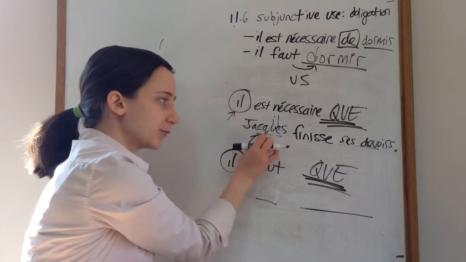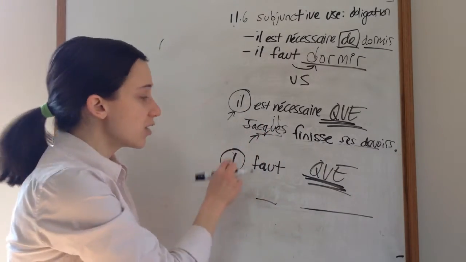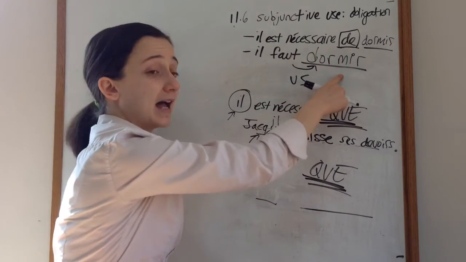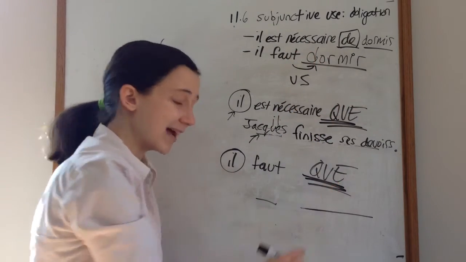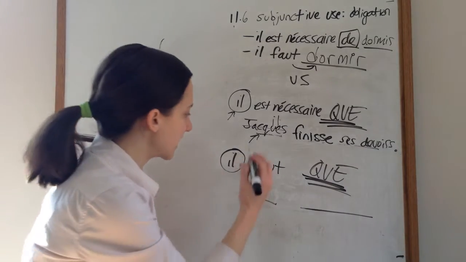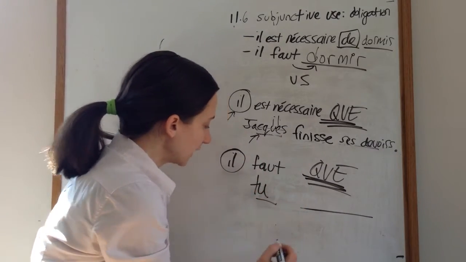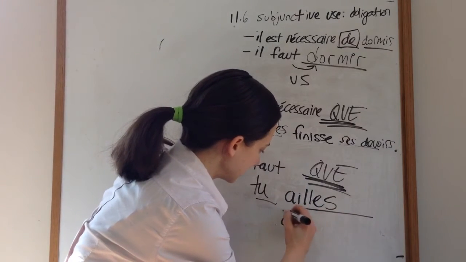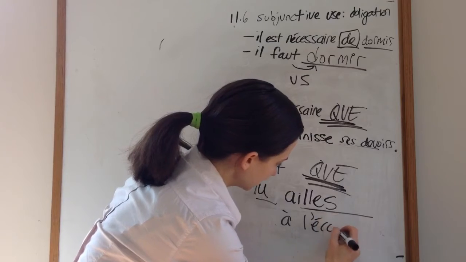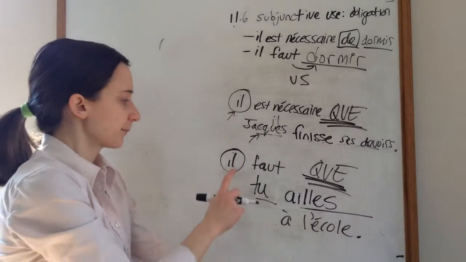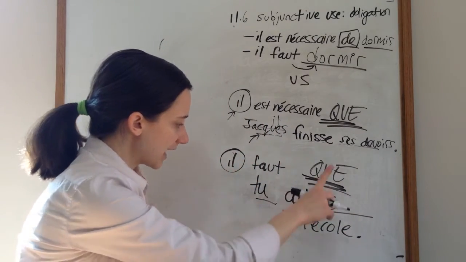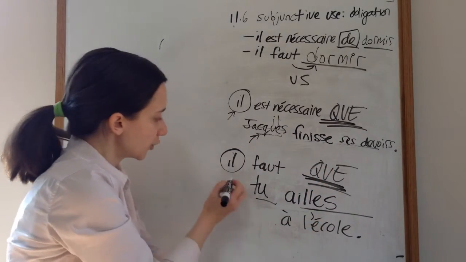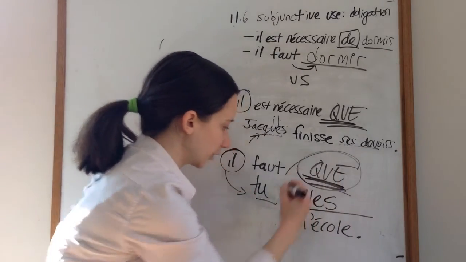We have a different subject and we have the que. Il faut que. We added the que. Here we had no que and we had an infinitive verb. Here we have a que and now we don't have an infinitive verb. We say, il faut que tu, let's use a weird one, aille à l'école. It's necessary that you go to school. Two different subjects, and we have the que.